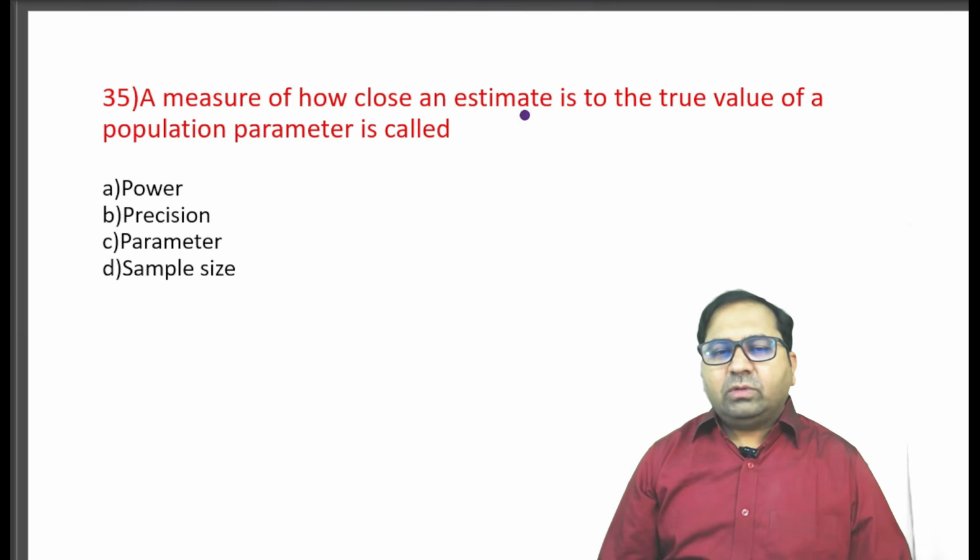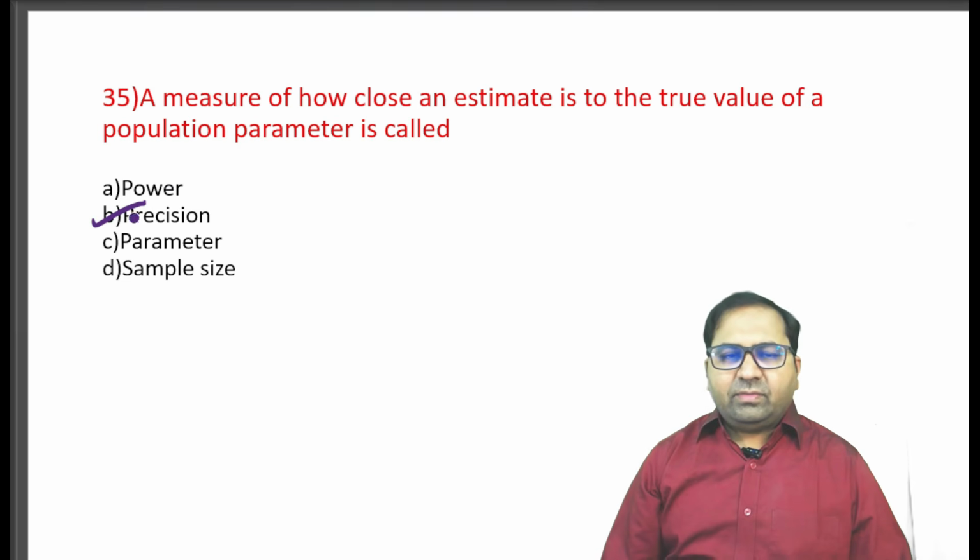A measure of how close an estimate is to the true value of a population parameter is called precision. Just now we have seen.